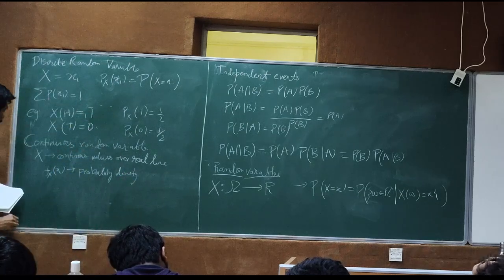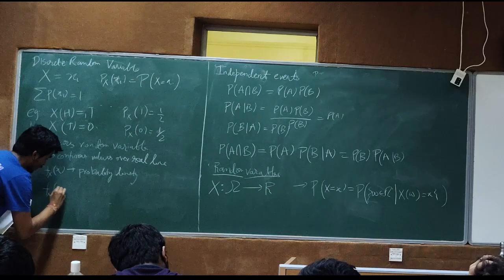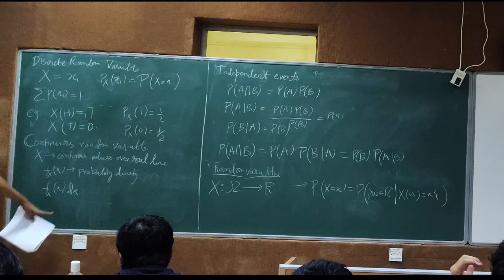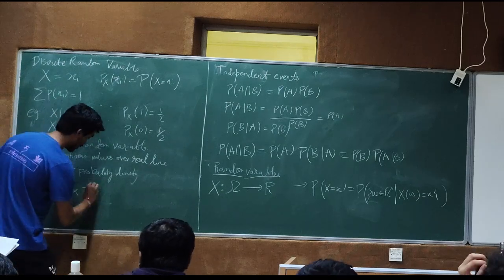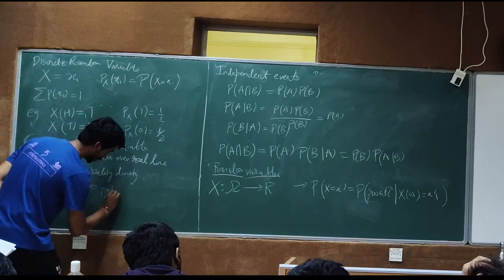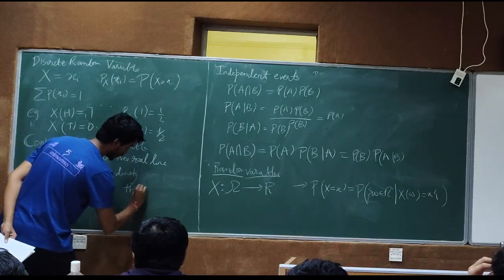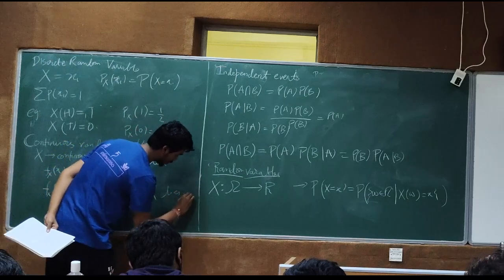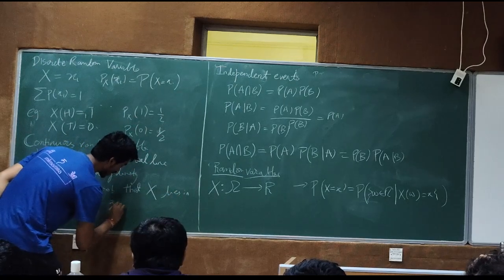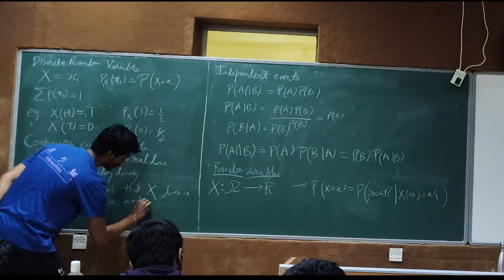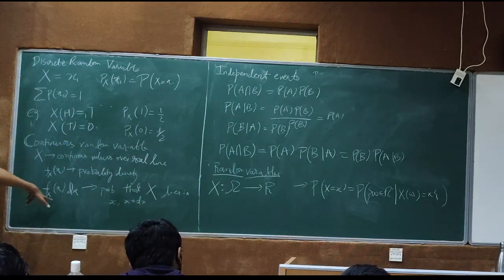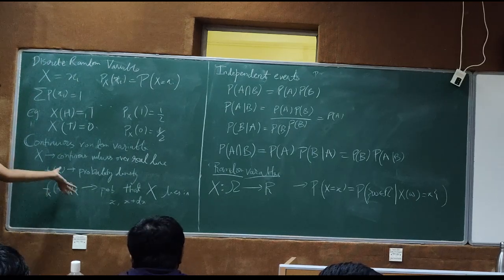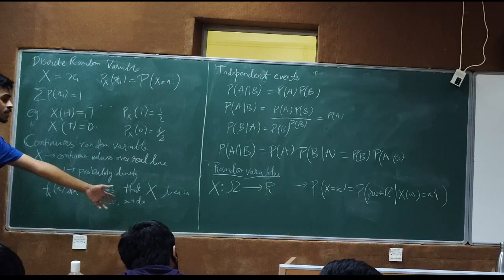Why is this the probability density? Because this value f_X(x) times dx gives the probability that the random variable X lies in the range x to x plus dx. So you can see that f_X(x) is a probability density because this density times dx is the actual probability.